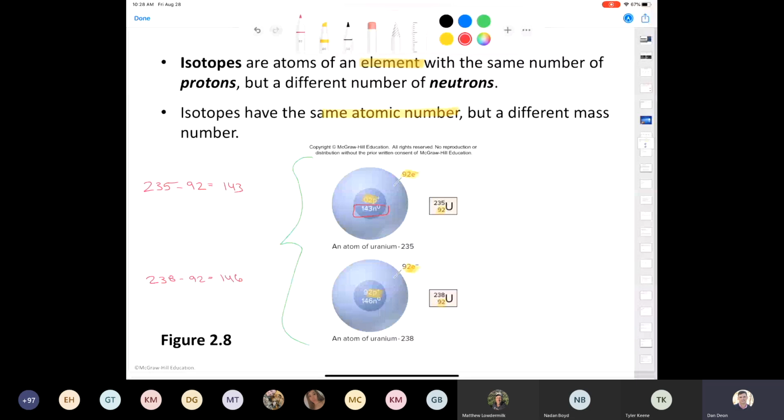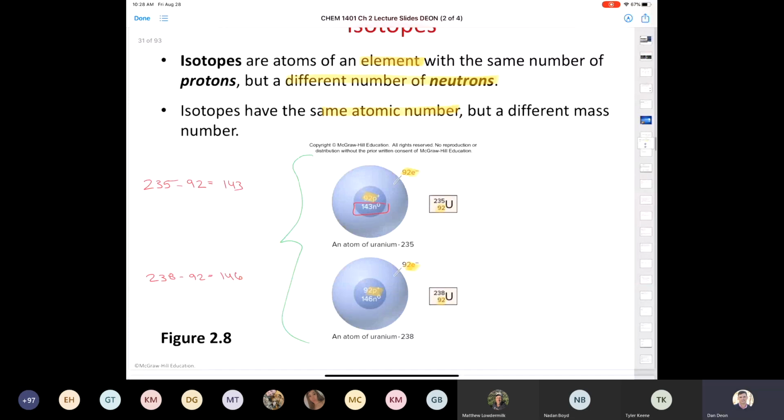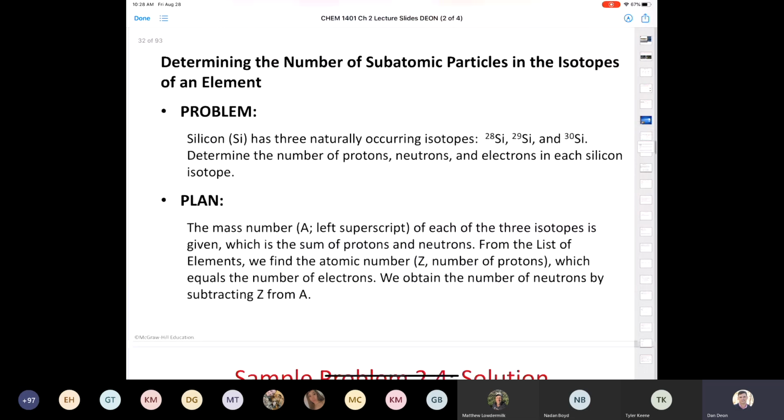So again, do these two isotopes have different masses? Absolutely they do. But are they different elements? No, they are the same element. They just have different masses. And why is that? Because they have a different number of what? They have a different number of neutrons. All right, so that's what an isotope is. Okay, with that in mind, let's take a look at a problem.